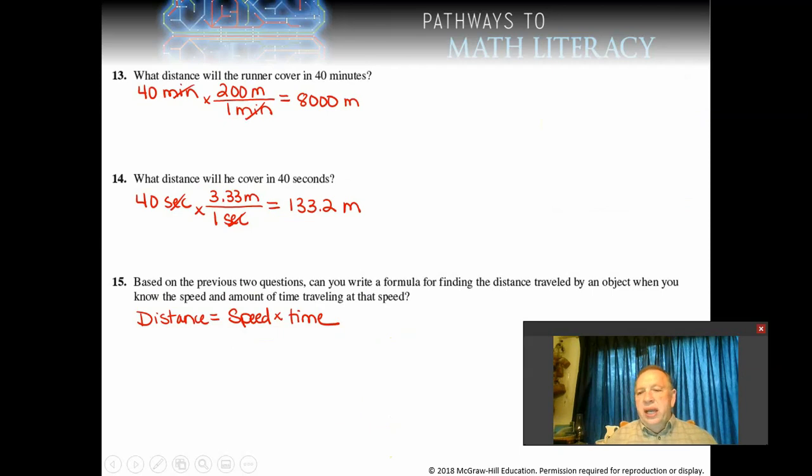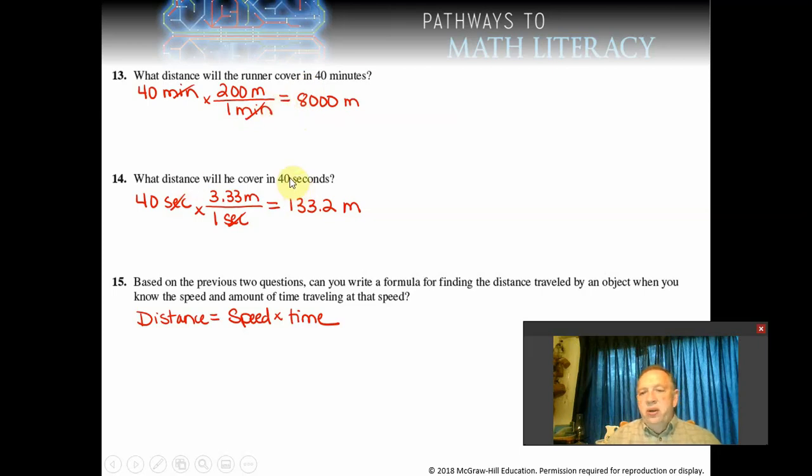And then we can look at, what if we need to find out how far it goes in a certain amount of time? So this is distance per time. So all I'm going to do is multiply the time, and if these units are the same, here's minutes and minutes, minutes will cancel. 40 times 200, 8,000 meters.